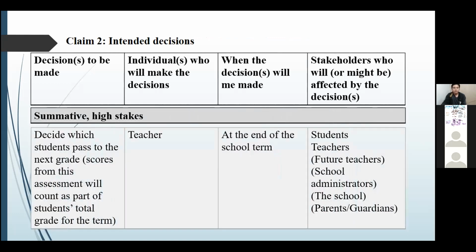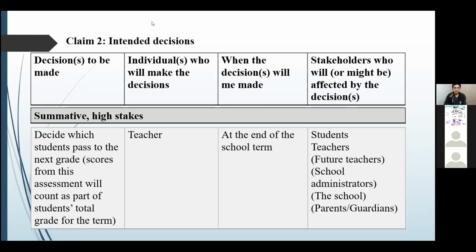Yeah, we have some intended decisions. And in this case, we're gonna see that these intended decisions are summative and are high stakes. These decisions are summative because we're gonna grade our students. It is not about just providing them some feedback, but giving them a grade. So we will be able to know which of them are gonna pass to the next level.